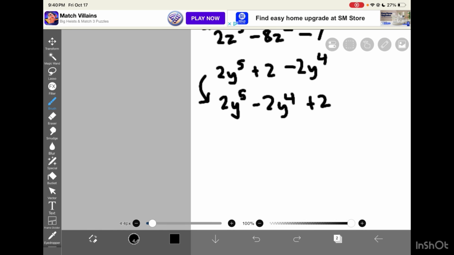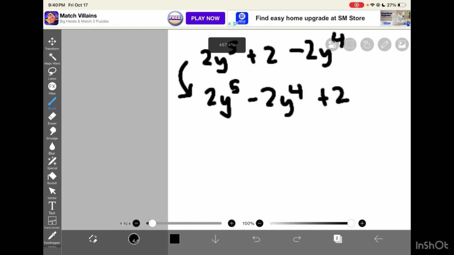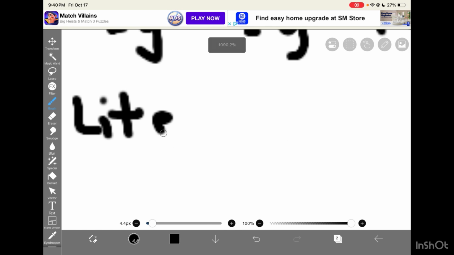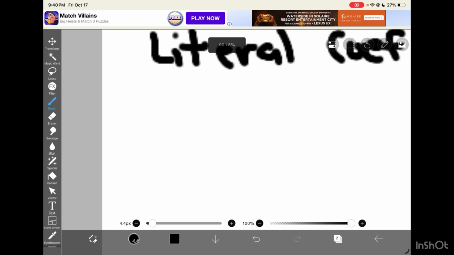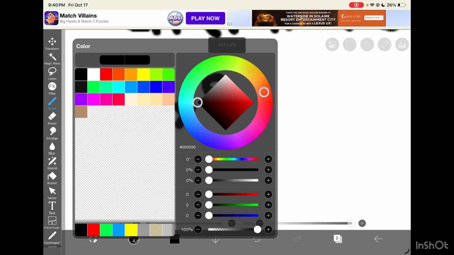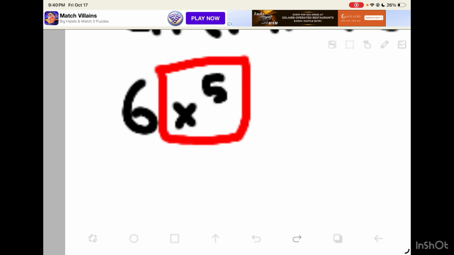All right. Next, literal coefficient. So literal coefficient is just this one. Like 6x raised to 5, it's just this one.